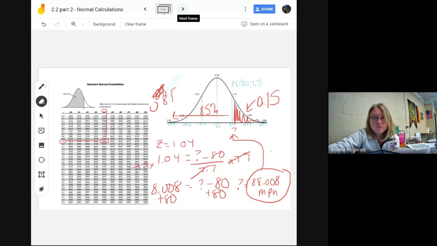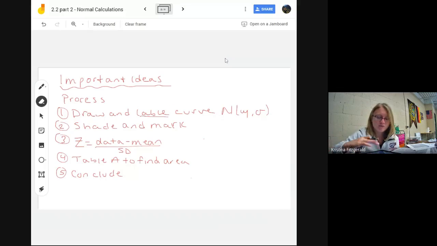So those are the three question types. Basically taking a location, figuring out where you're at and what percent would go with it, or what location you need to be at to be within a certain percentage. So these are our important ideas. Basically, we just follow this process. This is what we just did.